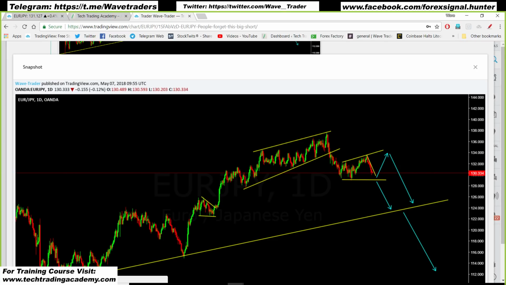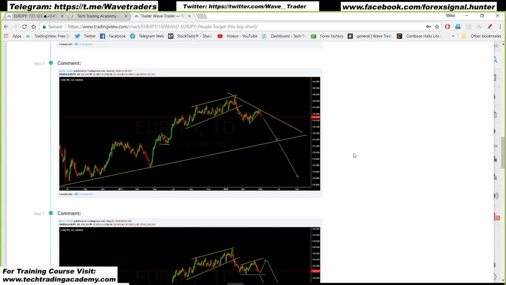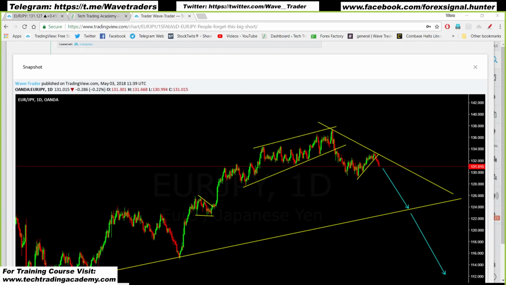This pattern: one more up move, expanding triangle, and then drop. So we are still looking for this big move, big fall on the euro yen for longer term. This is just a continuation pattern formation which is developing over there. One pattern turning into another one. The flag just turning into an expanding triangle.